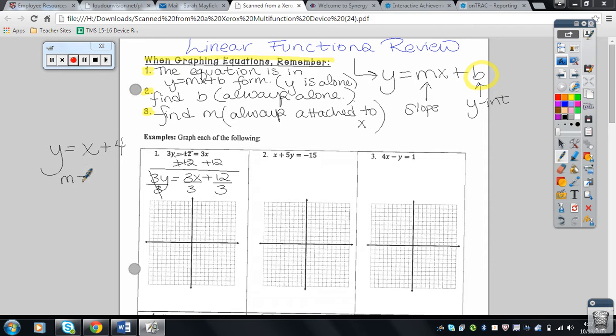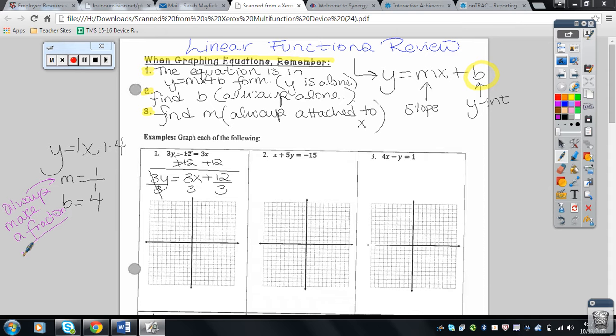So I'm now going to say what m is and what b is. Find b. B is always alone. So my number that's alone is 4. My slope, which is m, is always attached to x. Notice there's no number attached to x. There's nothing there. What invisible number is there? 1. So m is 1. Now remember, when we're applying the slope, we have to do rise over run. So m has to be a fraction. So how do I turn anything into a fraction? Put a 1 under it. So let's write a helpful hint: always make a fraction.